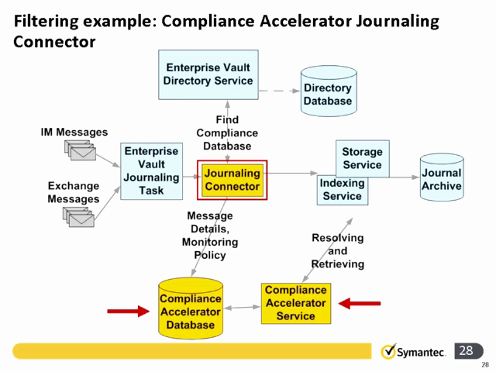Then, of course, once it's gone through that custom filter, it'll go through the regular storage and indexing service to be placed in the journal archive based upon the Vault Store group, Vault Store, and Vault Store partition that we have assigned to the journal archive.